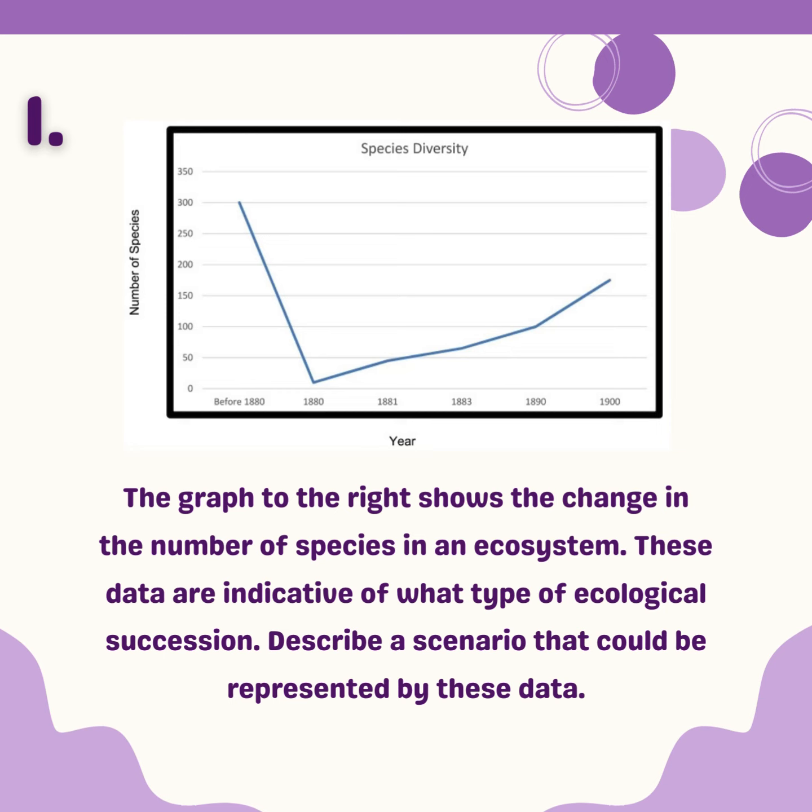Before 1880, there were approximately 300 different species in this ecosystem. In 1880, an ecological disturbance, such as a wildfire, wiped out most of the species. The data shows about 10 species survived the disaster. Over the next 20 years, from 1880 to 1900, the ecosystem starts recovery, increasing in species diversity every year. By 1900, approximately 175 species inhabit the area. If this trend continues, the ecosystem will recover over the next 10 years. While the species may not be exactly the same, there will be richness in species diversity again.